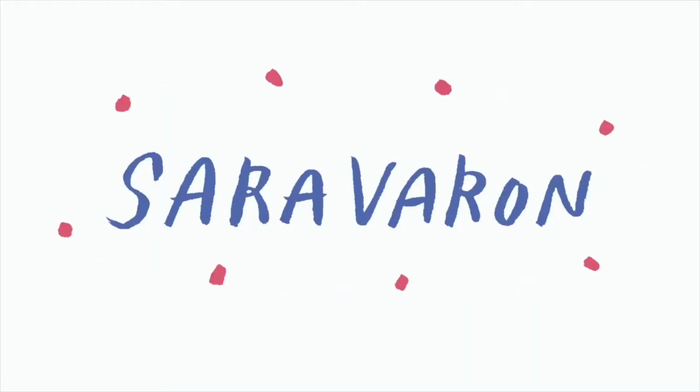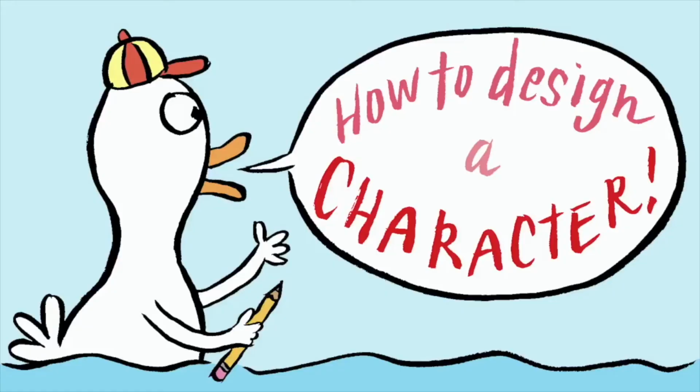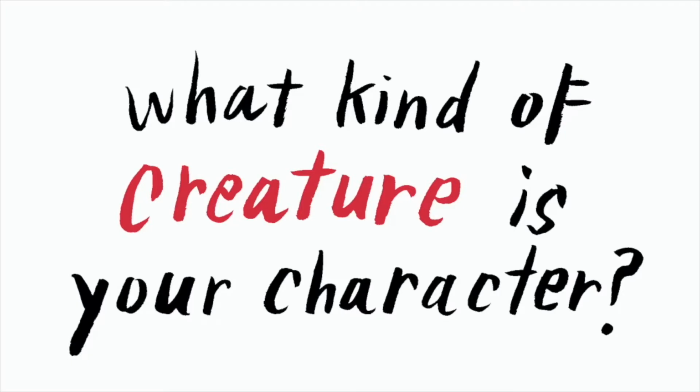Hi everybody, my name is Sara Varon and this is my assistant Sweet Pea. Today we're going to talk about designing a character for your own story. I've made you this handy sheet to fill out with a lot of questions to help you learn more about your character. First, what kind of creature is your character?